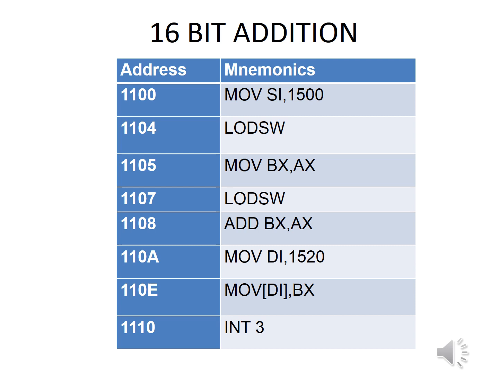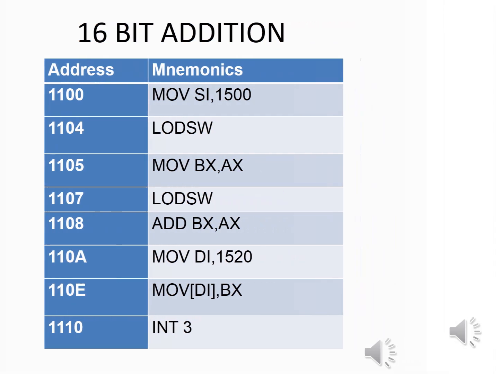So the instruction add BX, AX is used to add the content of AX register to the content of BX register and here the result will be stored in the BX register. So here we have to initialize the destination index as 1520. So the 16-bit result in BX will be transferred to the destination register. That's why we have to perform the 16-bit addition using 8086 program.